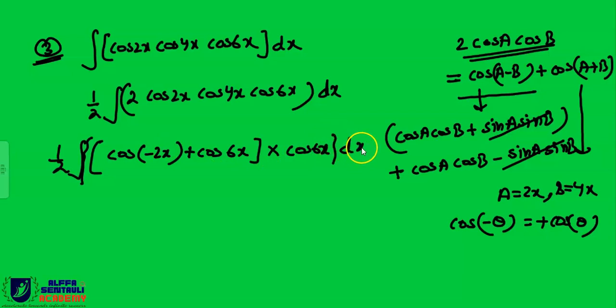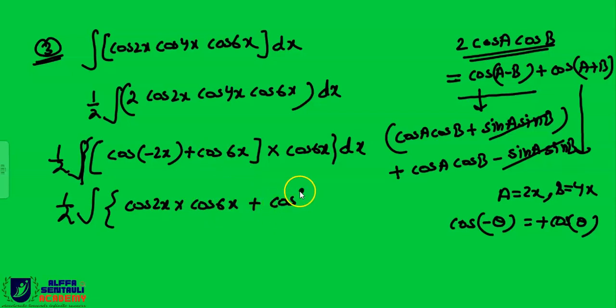Correct? Now you have to multiply this cos 6x with both terms, because multiplication is distributive. So you will get cos of minus 2x, which is nothing but cos 2x, multiplied with cos 6x. Correct? And this will become cos square 6x. Correct, beta? Now you have to do a similar process again: multiply by 2 and divide by 2, and then write this term in this way. Again you have to use the formula 2 cos A cos B. Right?